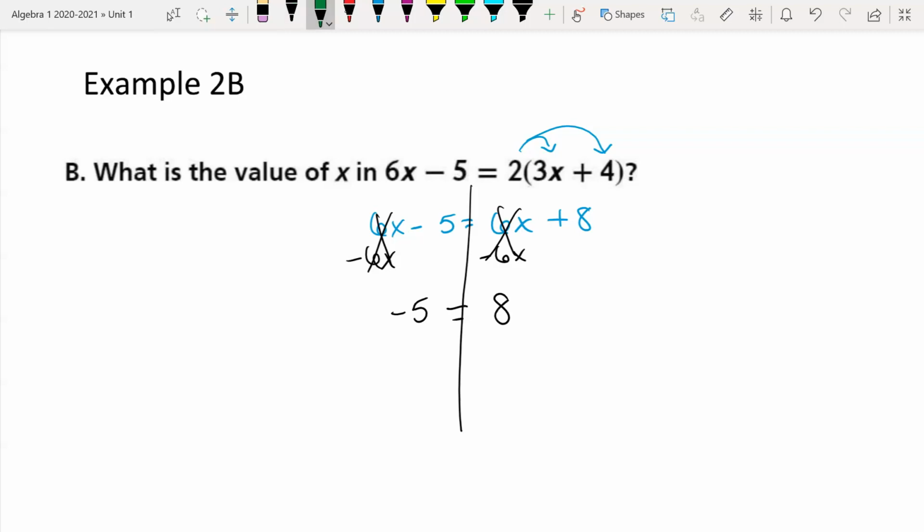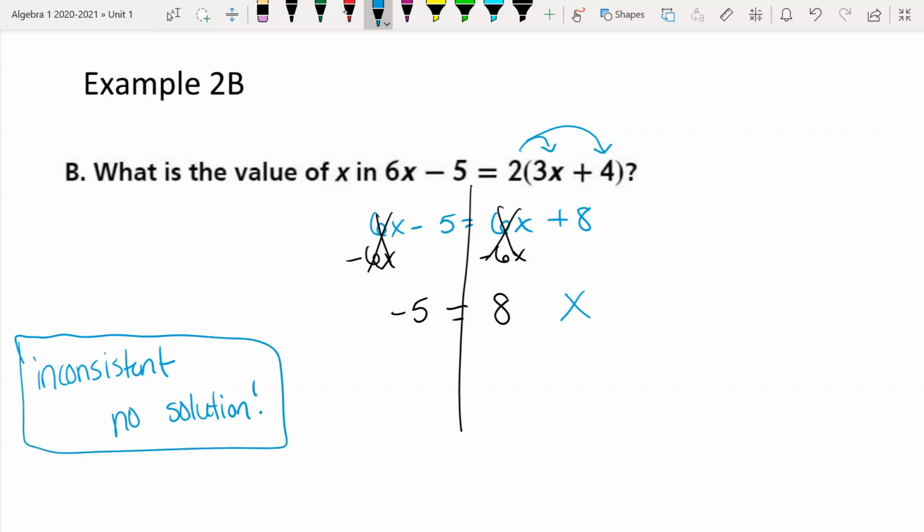Well, does negative 5 equal 8? Hopefully you're saying no, right? So that would be called an inconsistent system, and that means no solution. So this problem has no answer. And you would write no solution as your answer.